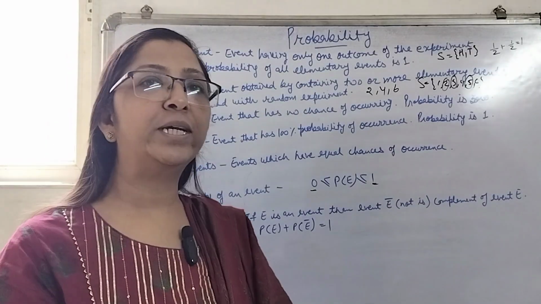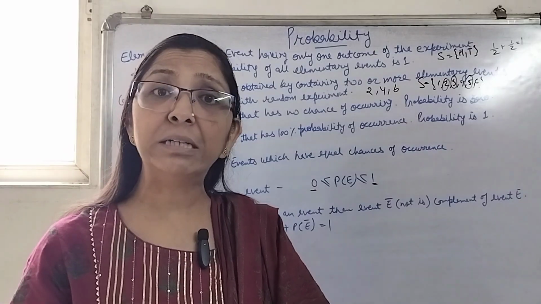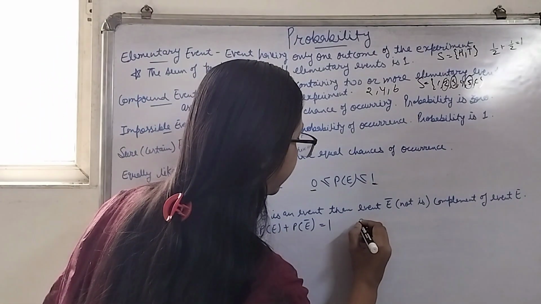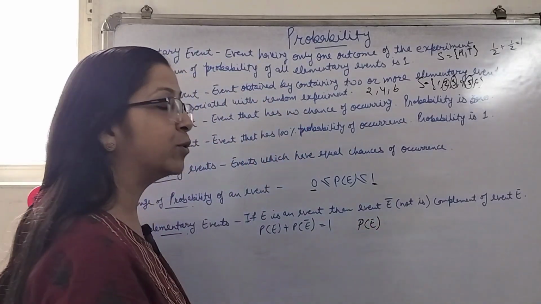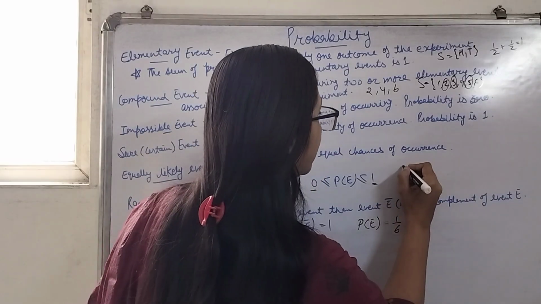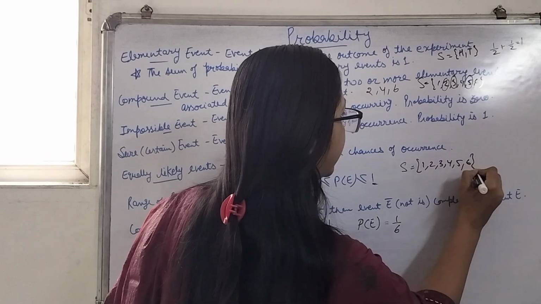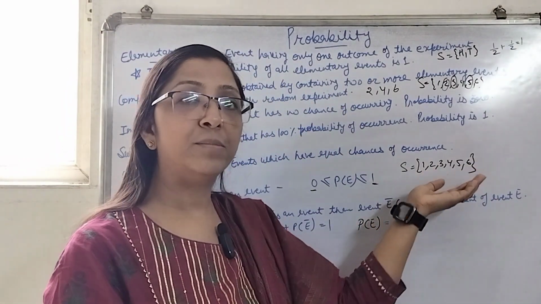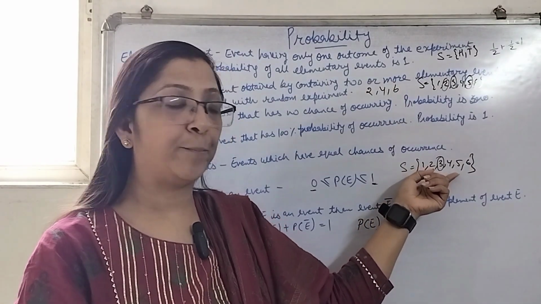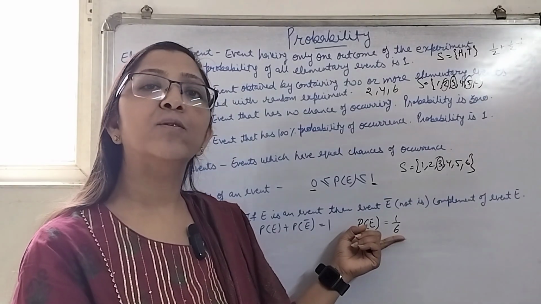Suppose I'm rolling a dice and getting 3 is the event, then getting not 3 is the complement of the event. What will be the probability of getting 3 when I am rolling a dice? It will be 1 by 6, because the sample space is 1, 2, 3, 4, 5, 6. These are the possible outcomes. Out of this, getting a 3 means only 1 is a favorable condition. So it will be 1 upon 6.